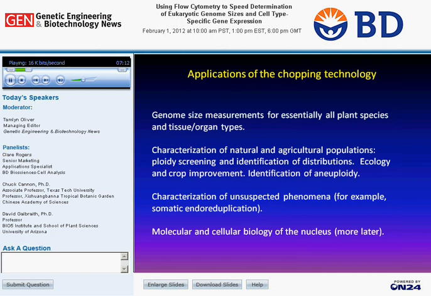illustrates the applications of the chopping technology. This is used worldwide. It's used for essentially all plant species and tissue organ types, for making genome size measurements and also for looking at ploidy levels and for looking at the cell cycle. It's used for characterizing natural and agricultural populations. Ploidy screening is quite important in agriculture.